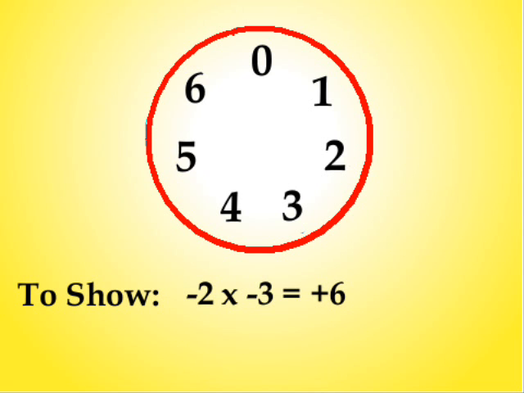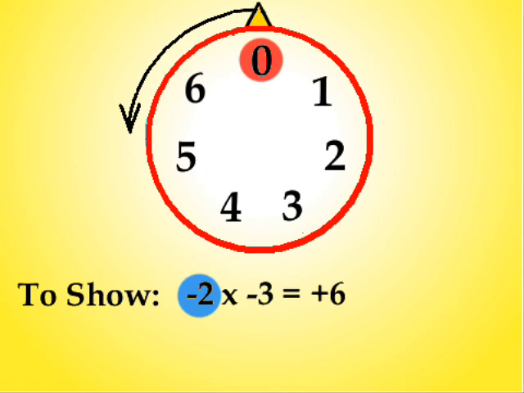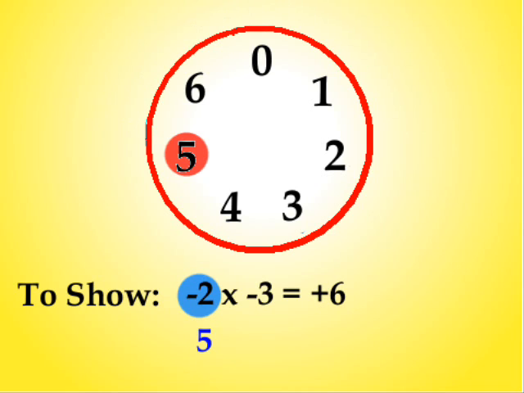We want to show that -2 times -3 equals +6 in a 7 circle. Our first step is to find what number -2 points to in that circle. To do this, we begin at 0 and move in the negative direction 2 steps backwards. 1, 2. And we can see that -2 is a direction to the number 5 in that circle.